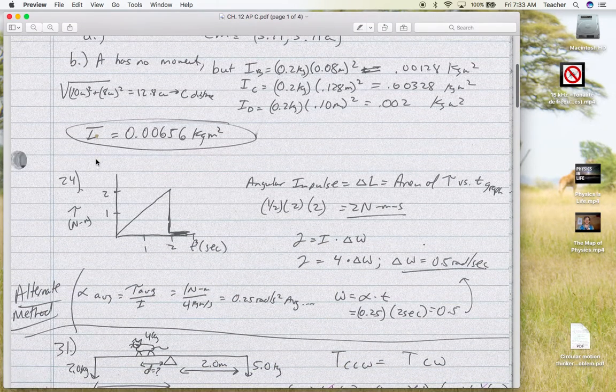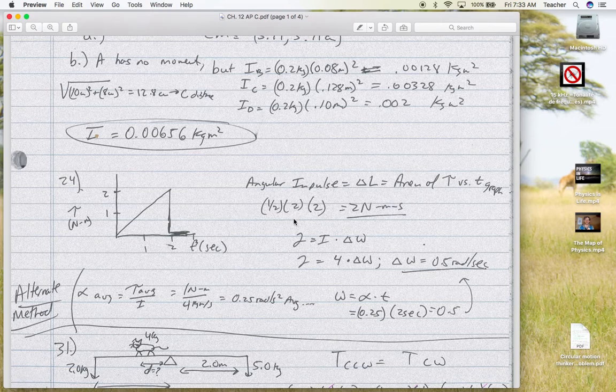For 24, the angular impulse is going to be the area of the torque versus time graph, just like regular impulse was the area of the force versus time graph that we saw earlier in the semester. So I did 1/2 times 2 times 2, that's 2 newton meter seconds for this.